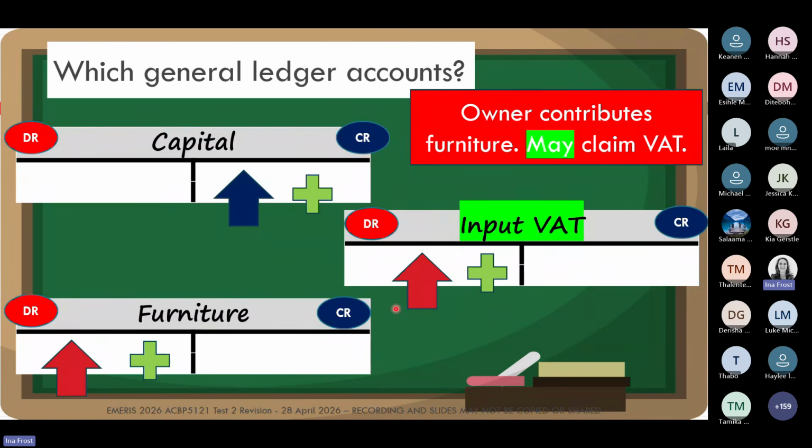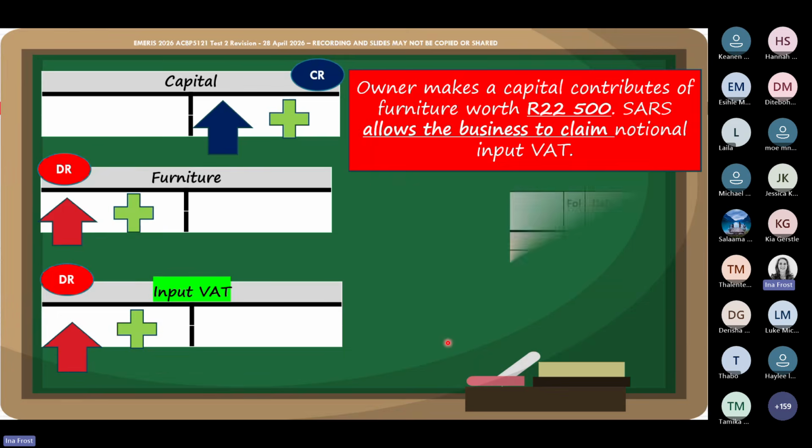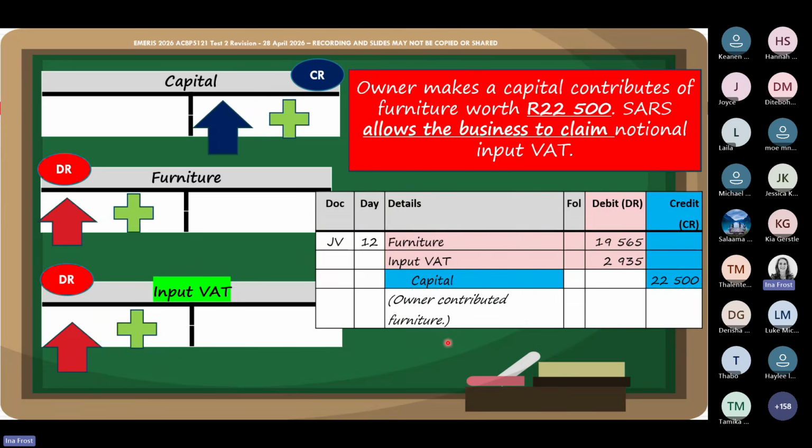So now that we've figured out which general ledger accounts are going to be impacted and how these accounts are going to be impacted, now what we need to do is write this down as a general journal entry. So now we're going to use this information to write down the general journal entry. So this is what the general journal entry is going to look like. And I'm writing exactly what I can see here in my T accounts.